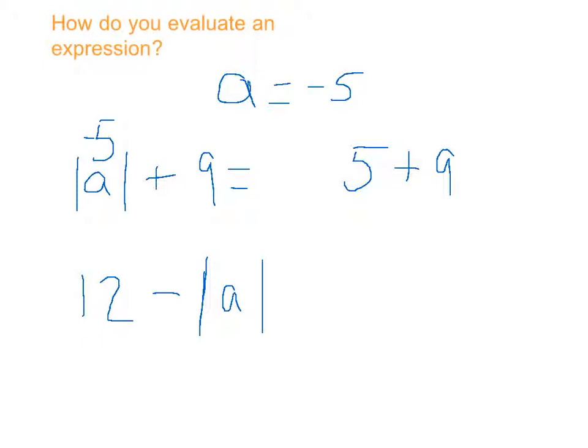And finally, we've got 12 minus the absolute value of negative 5. So again, I'm plugging the negative 5 in here. Well, let's see. I know that the absolute value of negative 5 is 5 spaces away from 0 on a number line. So that's the same as saying 12 minus 5. I think you can figure out the answer to that one too.